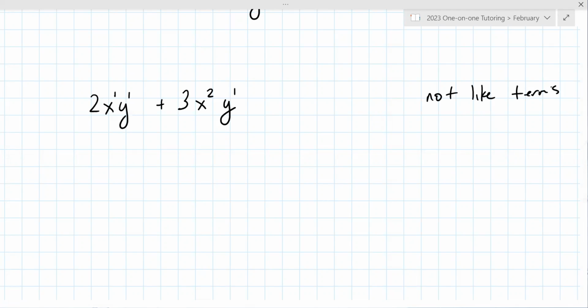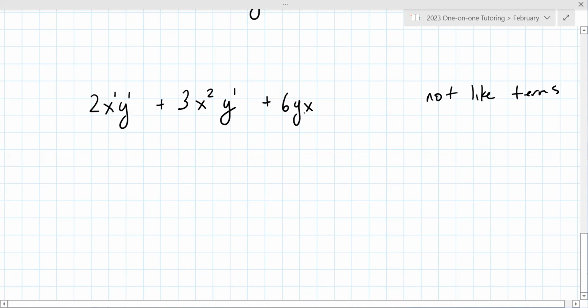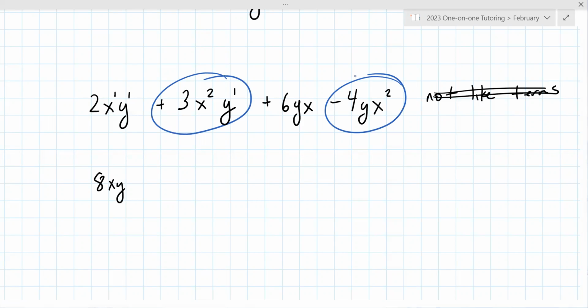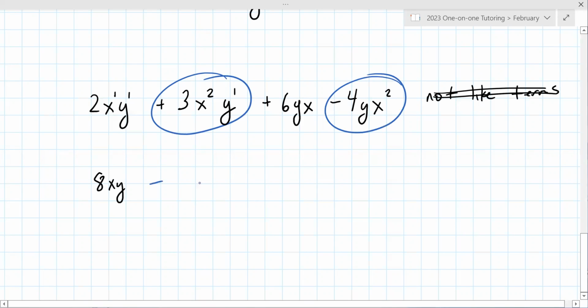So these are not like terms. They have to have the same power. So if I add to this 6yx, now are there like terms? Yeah. You can make it 8xy. And if I subtract 4yx squared, are those like terms? Yeah, they are. They're just out of order, because some teacher thought this was a good idea to put on a test, I guess. That's kind of the core issue there with number 7.